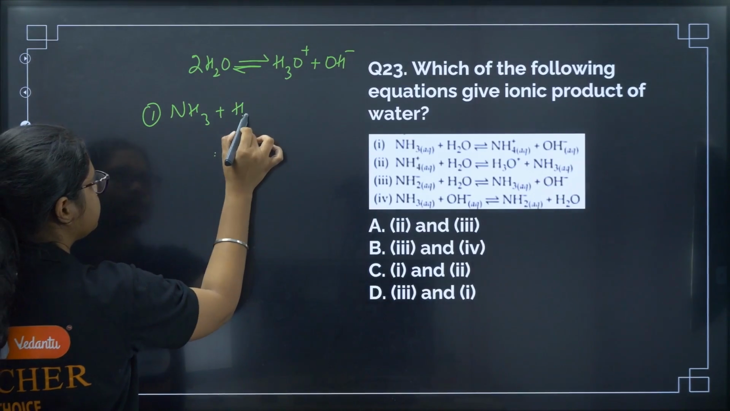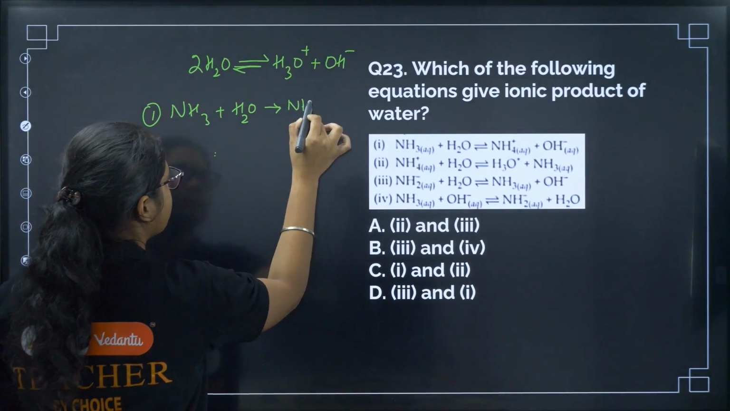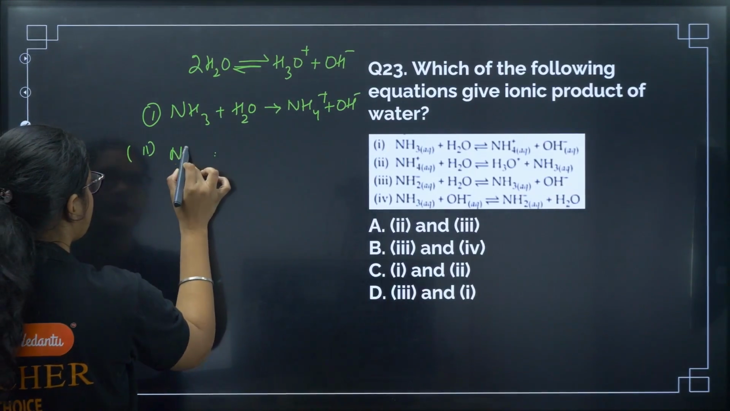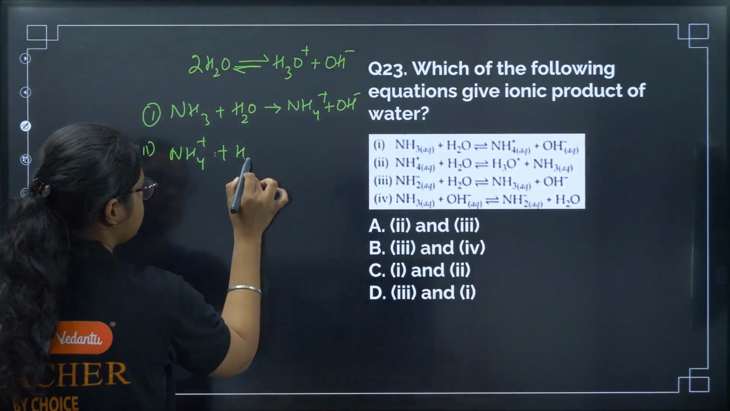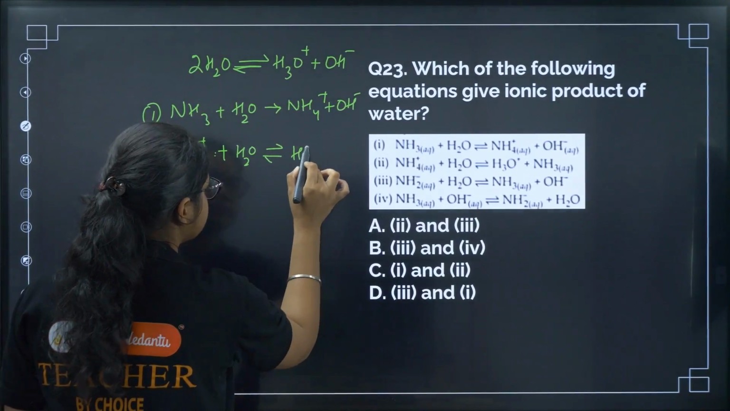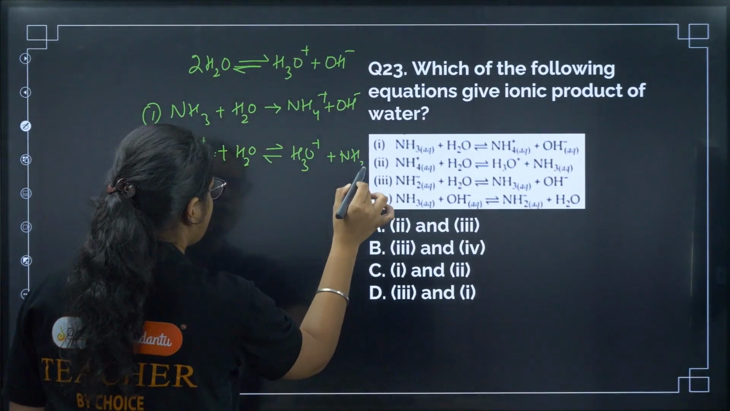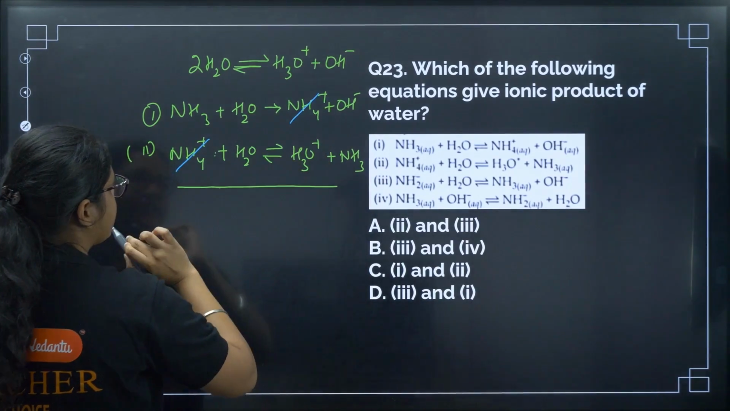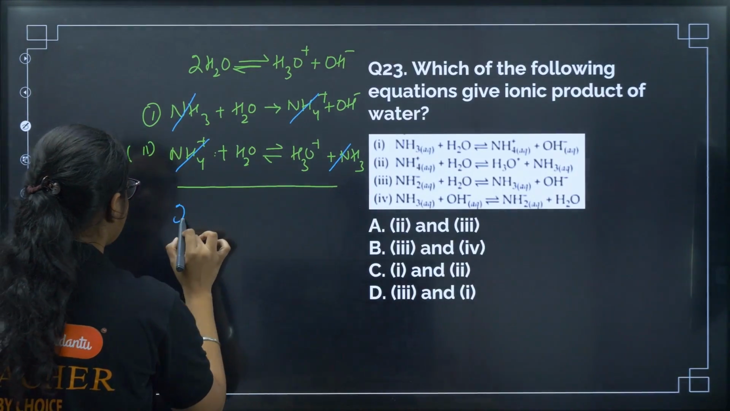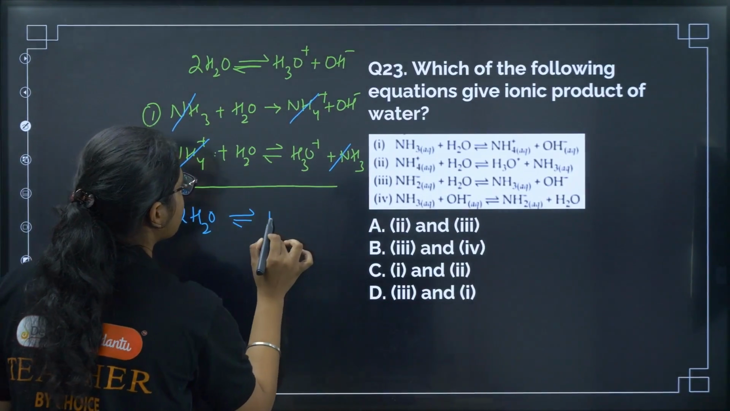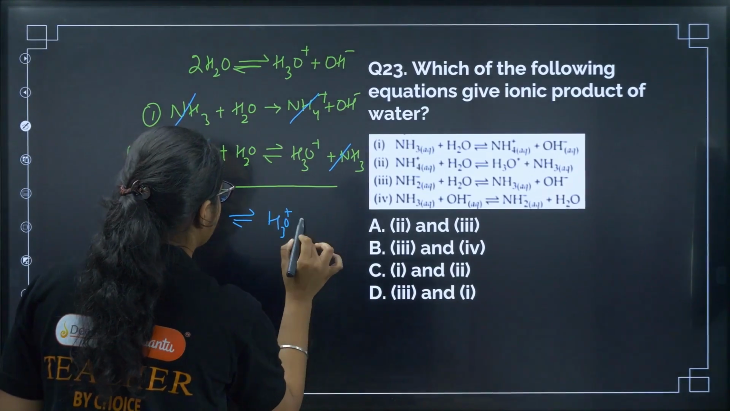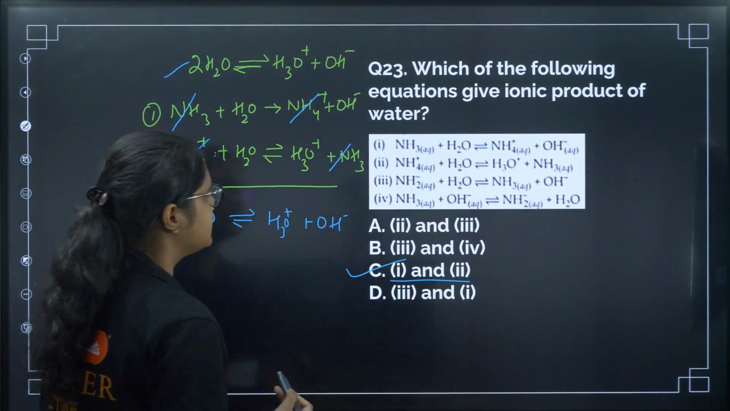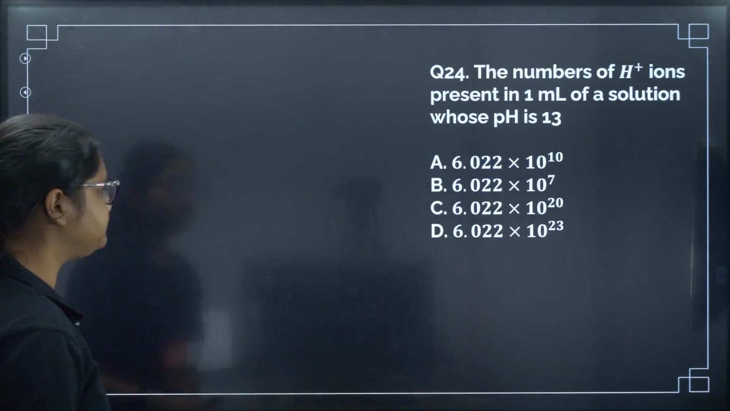NH3 plus water gives you NH4 plus OH minus, and equation 2 is NH4 plus water is giving you H3O plus NH3, right? Now when you add these two equations, you can see NH4 can get cancelled, NH3 will get cancelled. We have 2H2O is giving you H3O plus and OH minus, right? So that is the equation here. So correct answer is 1 and 2, that is option number C. Okay. Now let us see the next question.